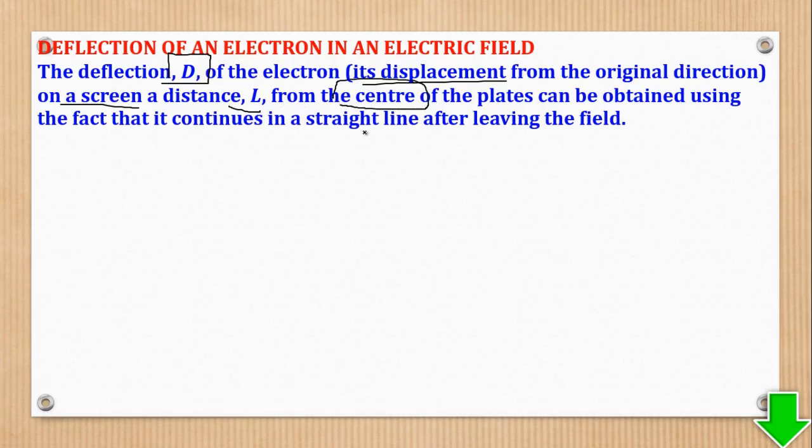We shall illustrate that the deflection can be obtained using the fact that the electron continues in a straight line after leaving the field, just like it did after leaving the magnetic field. So the same applies here. When it leaves the electric field, it will continue in a straight line. The difference is that now, when in an electric field, it follows a parabolic path, and when in a magnetic field, it follows a circular path.